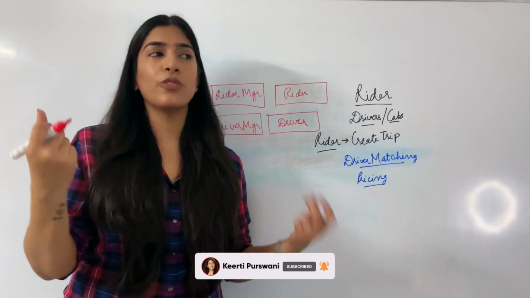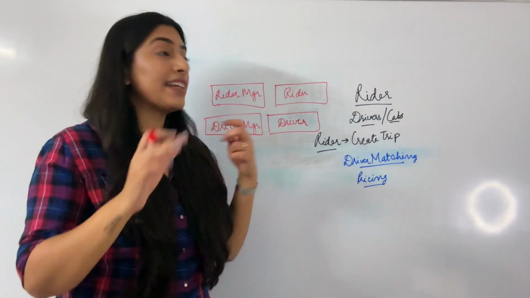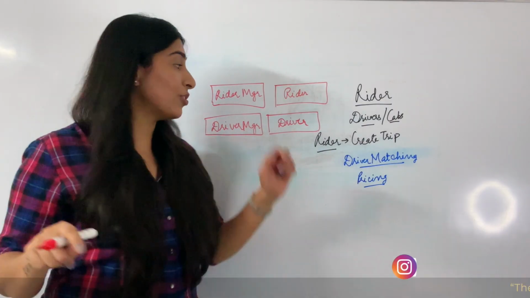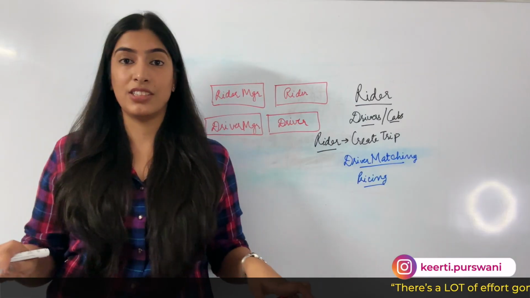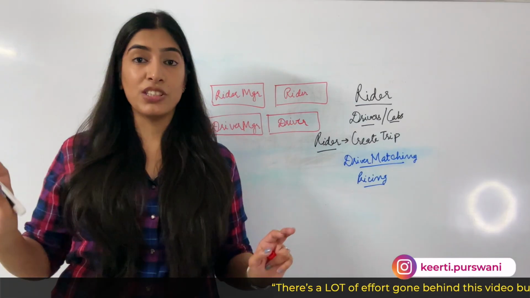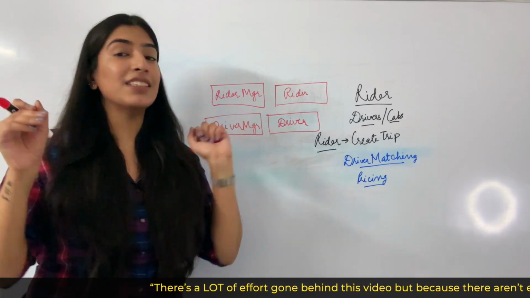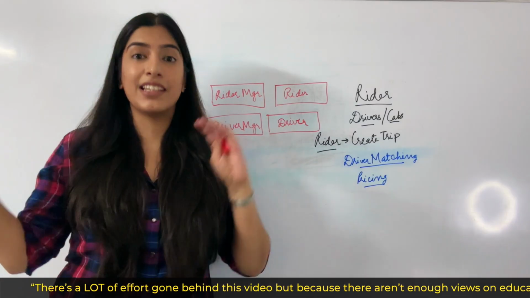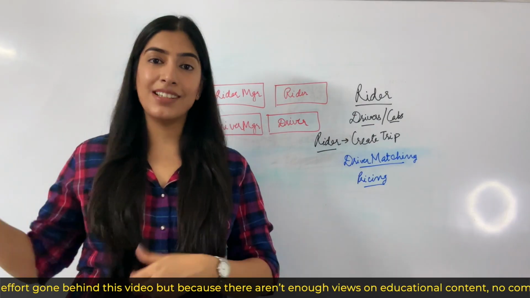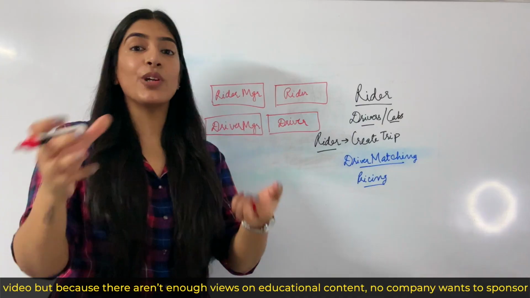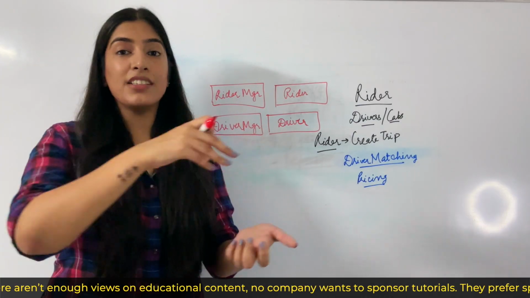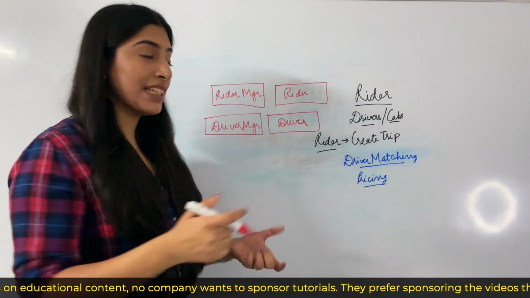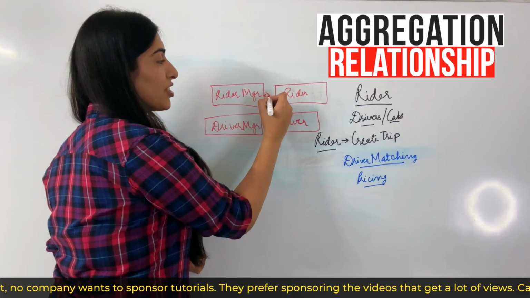Maybe your interviewer tells you or your requirement says that is not the case. You create a rider or driver only if driver manager, rider manager is there. In that case, it will be composition. But right now, our riders and drivers are going to exist independently. So there are going to be riders and drivers. Our rider manager is going to add them and our driver manager is going to add drivers. So basically, this is going to be an aggregation relationship.